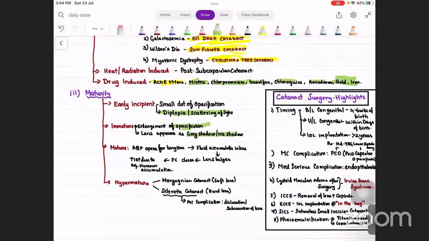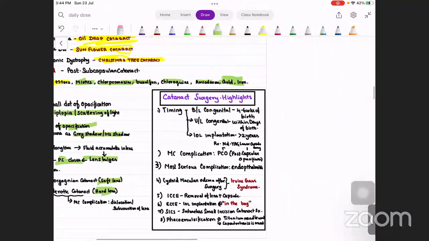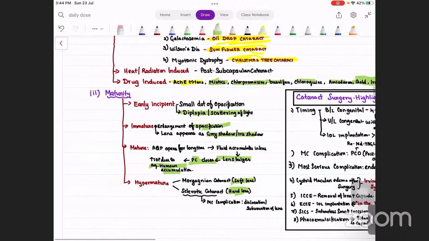Mature cataract: aquaporin opens for a long time, fluid accumulates in the lens, and the lens bulges, the posterior chamber will close, and then intraocular pressure will be raised due to aqueous humor accumulation. That's the mechanism behind the mature cataract. And then you have hypermature, Morgagnian and sclerotic. Morgagnian is a soft lens, while sclerotic is a hard lens.